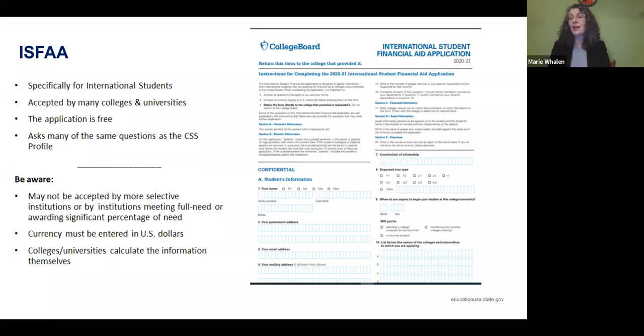The ISFAA is also, as mentioned, not accepted by all colleges and universities, especially some of the more select ones. They will require you to submit the CSS profile, with the exception of the fact that there are a few countries where the CSS profile cannot process payments. So for the students in those countries, they will be allowed to submit the ISFAA.